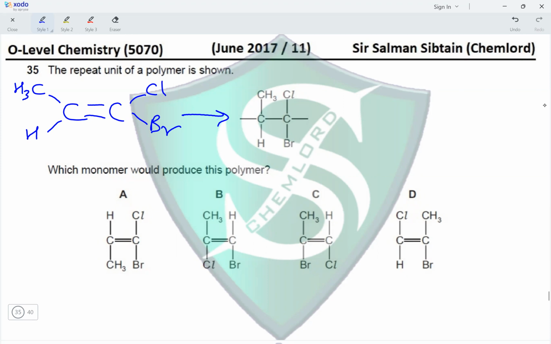So which monomer would produce this polymer? So we would have one carbon with a hydrogen and a CH3 group, which is here. And on the other carbon atom, we would have chlorine and bromine, which is also here. So this option is correct.